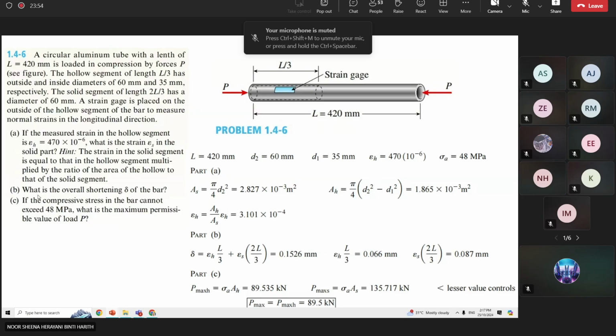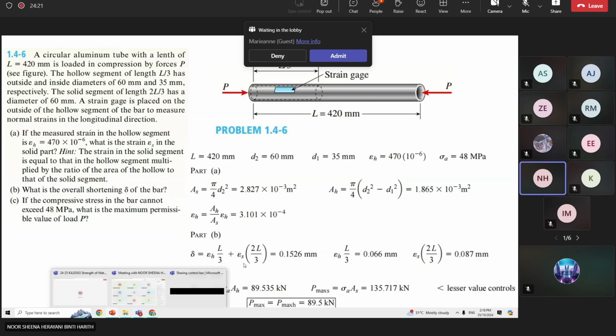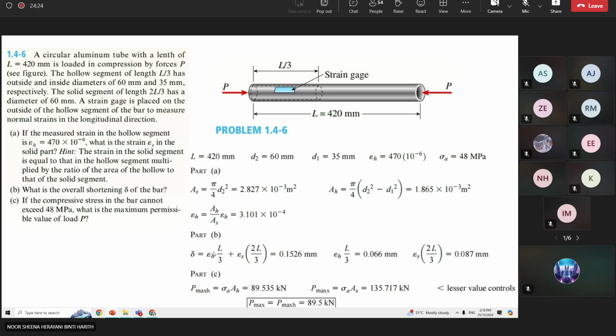Now for question B, what is the overall shortening delta of the bar? So we have to determine the shortening of the bar. By using the equation of strain, this delta equals epsilon times the length of the hollow section, right? So the delta equals epsilon times the length for the hollow section, plus the solid section. This is the length for the solid section, and this is the length for the hollow section. So you just put in the values.